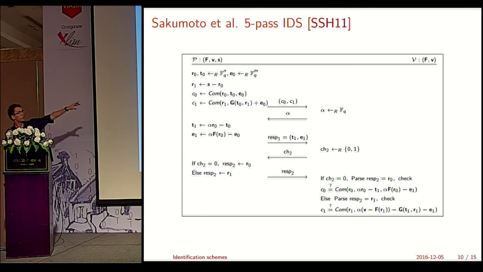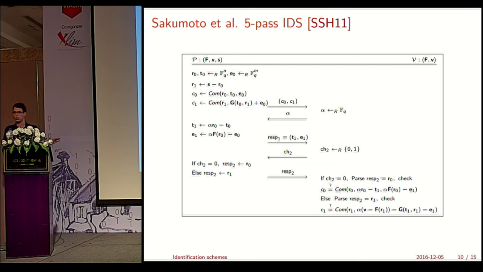It has the first challenge alpha comes from some FQ, and then the second challenge CH2 comes from the set {0, 1}, so that's a binary challenge. First, the prover commits to randomly chosen vectors from FQ^N, and responds to the challenge alpha. There's an evaluation of F there. That's this MQ problem that we just discussed. And there's also G up there, which is a variant on this. I'll come back to that on the next slide.